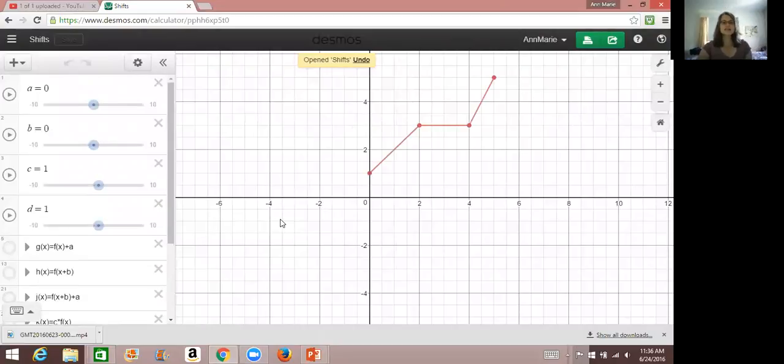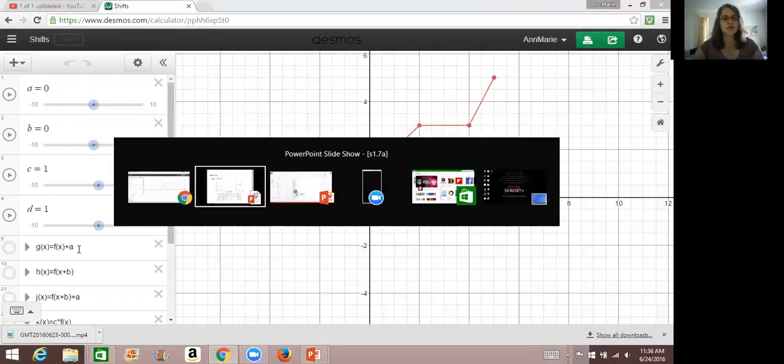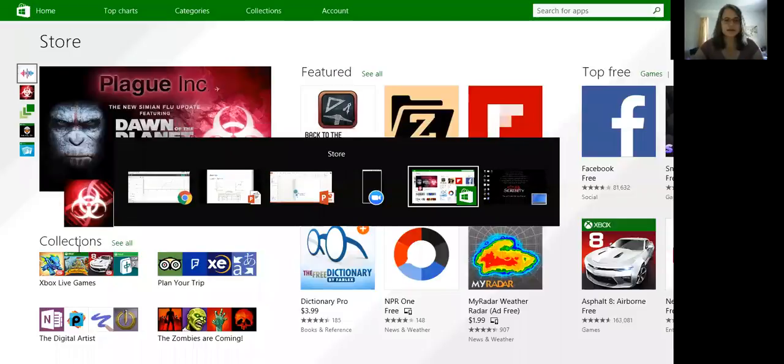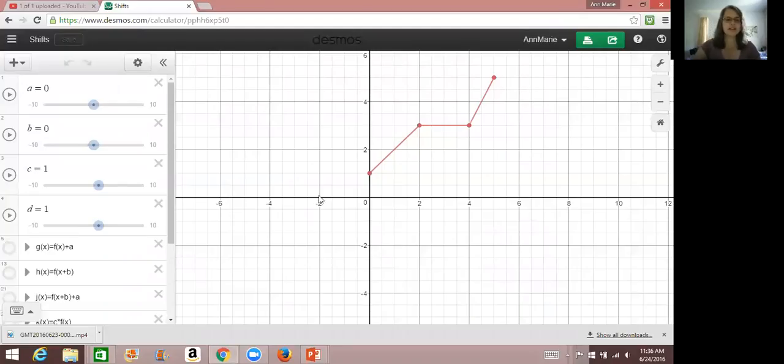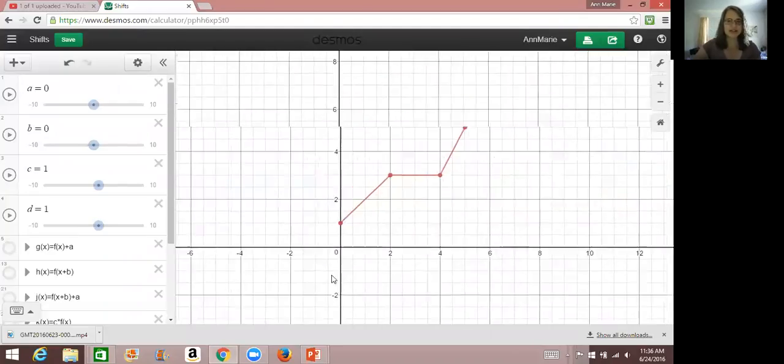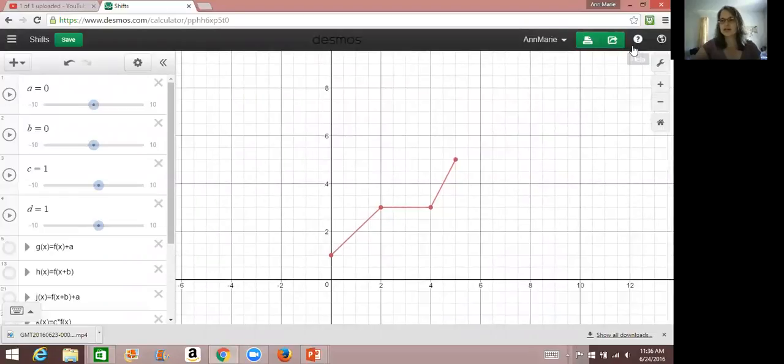Okay, now I've got a lot of stuff in this graph, but right now what we're going to focus on is what happens if we add something to the end of a function. So this graph here represents my f of x. It's the function we're starting with. And again, we're not going to worry at all about how this thing is defined. I figured that out for last night, but you don't have to.